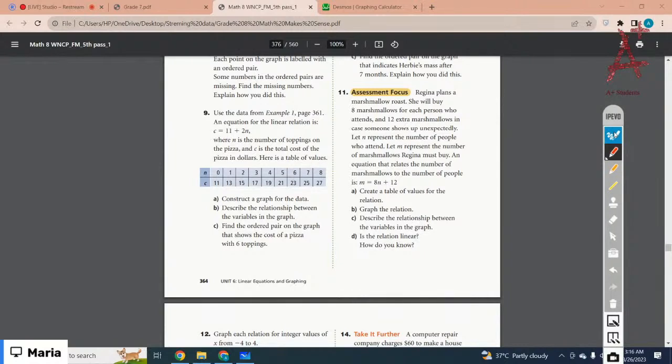Construct a graph of the data. Describe the relationship between the variables in the graph. Find the ordered pair on the graph that shows the cost of a pizza with 6 toppings, right? Okay, let me just make the graph. C equals 11 plus 2n.